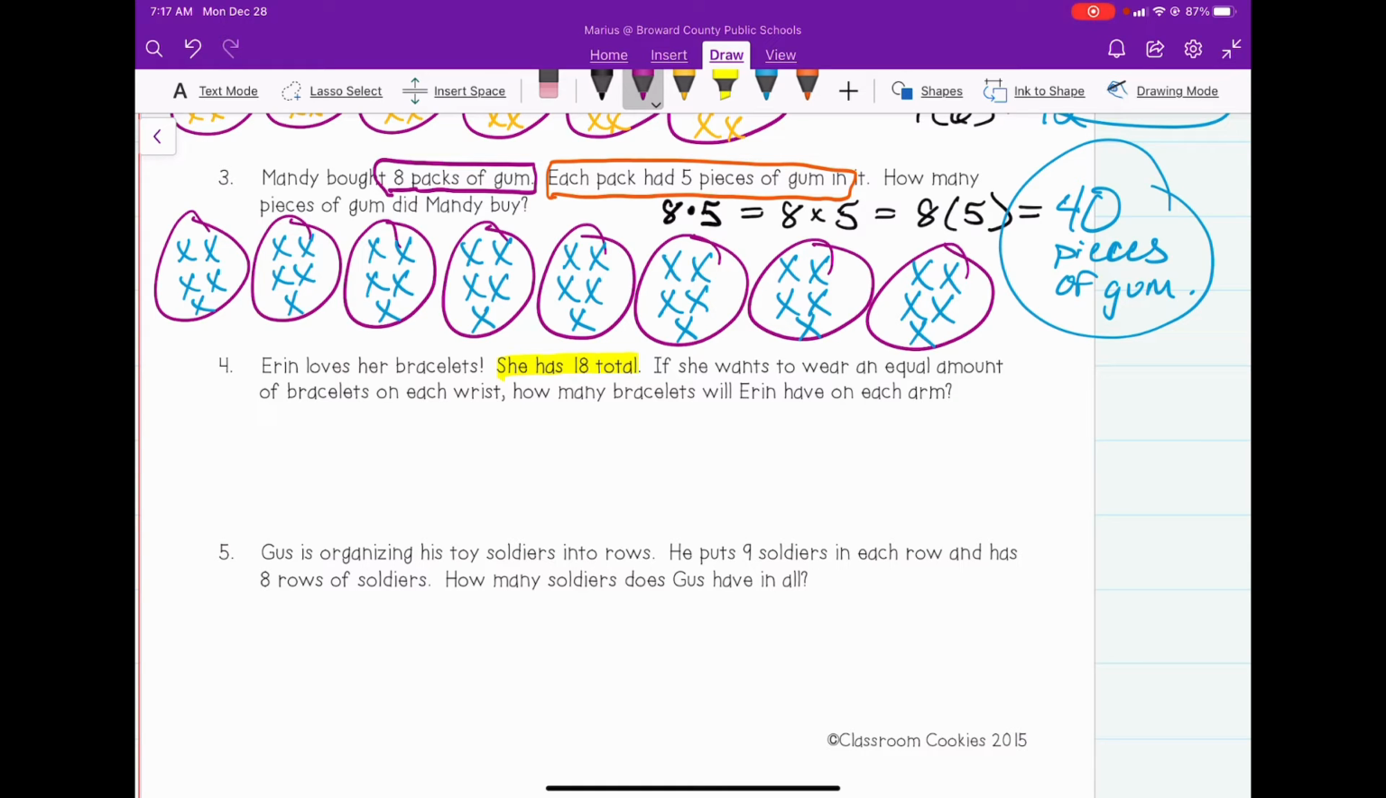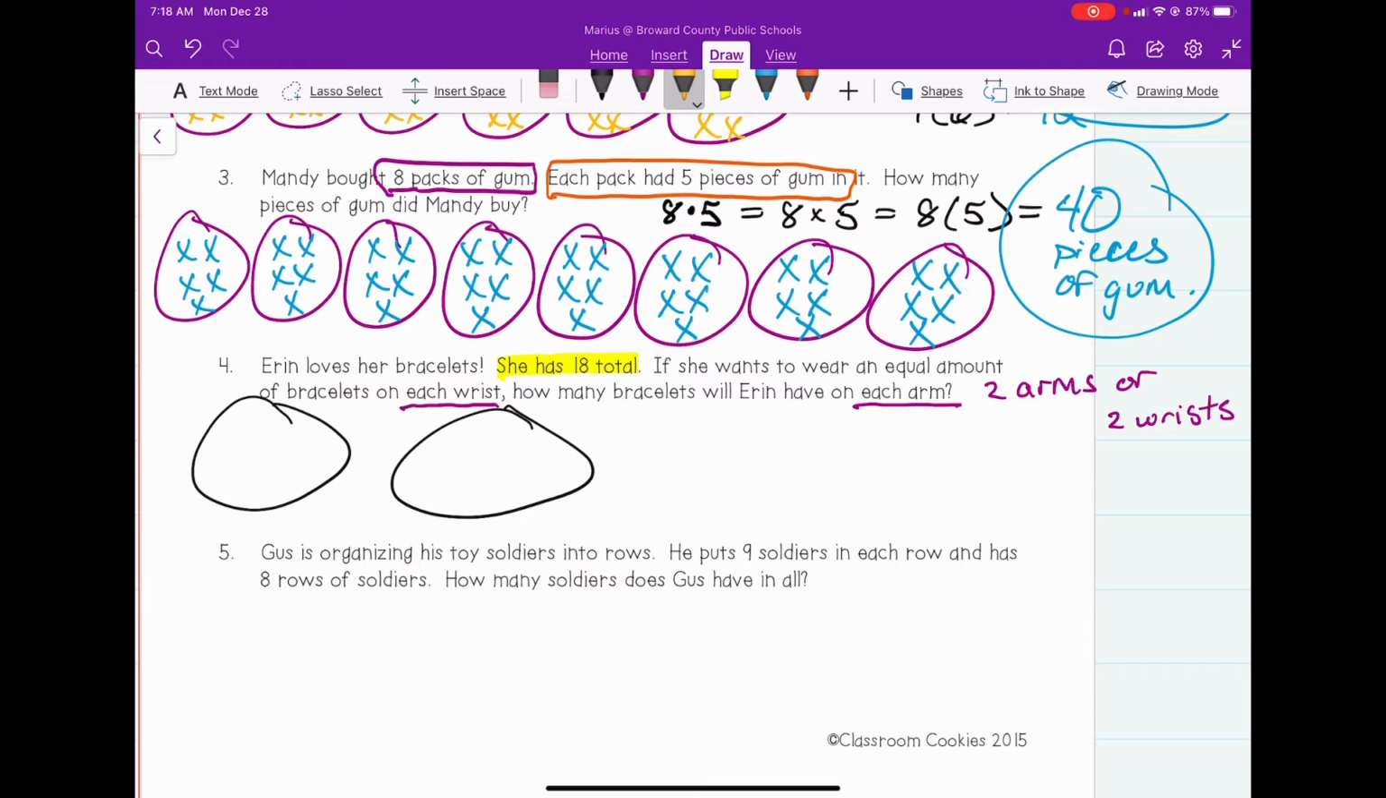They told us the number of groups, but in an indirect way. It says on each wrist or each arm. Well, how many wrists or how many arms do people have? Each person has 2 arms, right? Or 2 wrists. Okay? So the groups is going to equal 2. That is our group number. 2 groups. 1, 2. Now we need to fill it up with 18 X's, but each group needs to have an equal amount.